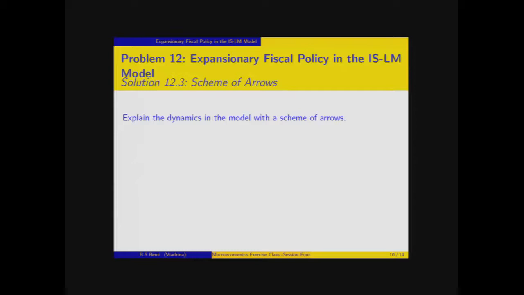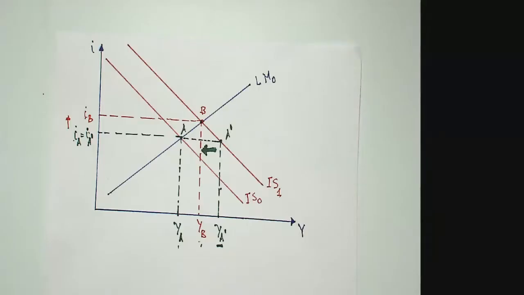The third part of this expansionary fiscal policy in the ISLM model is to explain the dynamics in the model by using a scheme of arrows. Here we have to assume that the ISLM model is a model of underemployment, and basically companies can increase their prices or increase their production while facing the excess demand from the economy. So here we are only considering an increase in production.